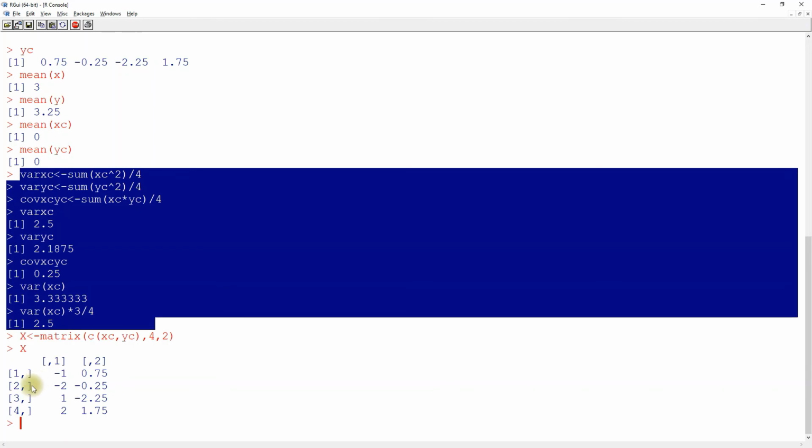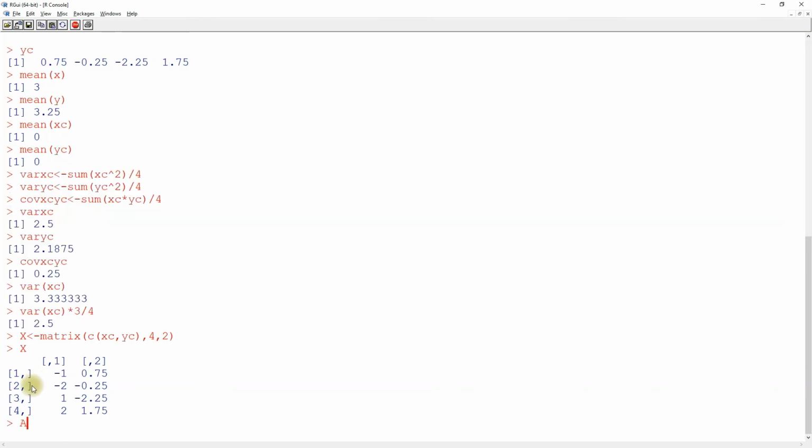So let's give it a name, A. This variance covariance matrix, we're going to call it A here. You need to apply the transpose of X multiplied by X. This is what we have learned earlier: the transpose of X multiplied by X.